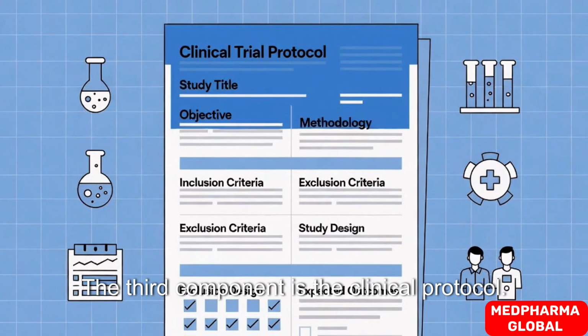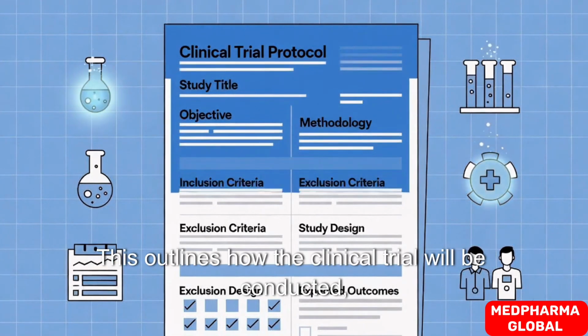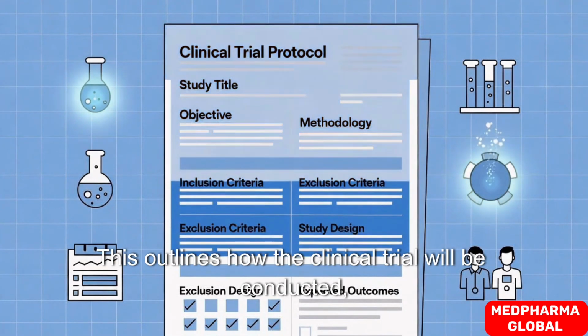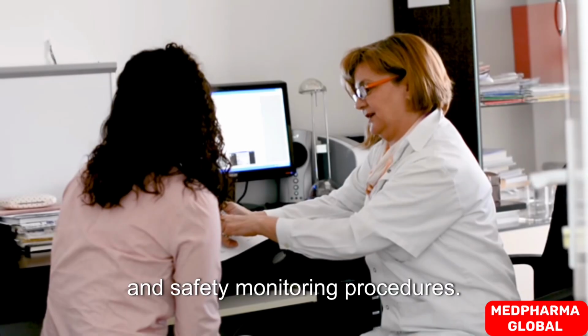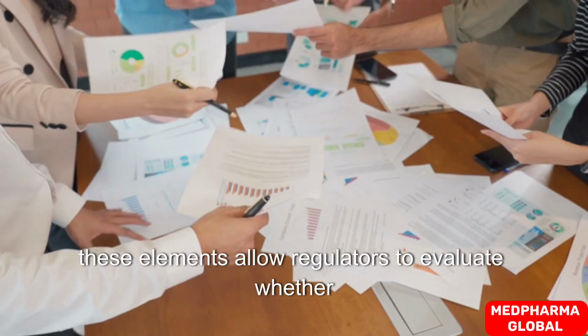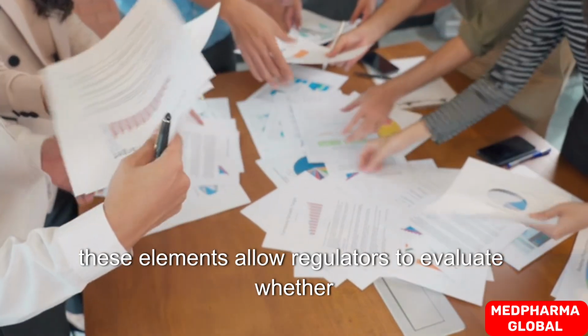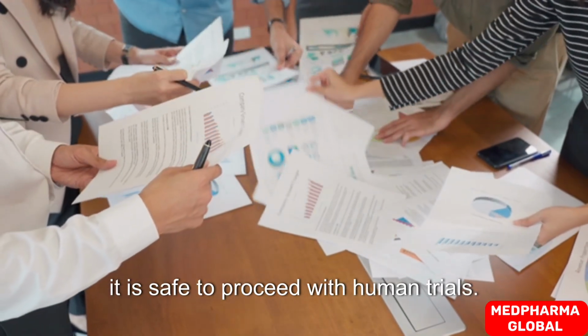The third component is the clinical protocol. This outlines how the clinical trial will be conducted, including the study design, patient population, dosage, and safety monitoring procedures. Together, these elements allow regulators to evaluate whether it is safe to proceed with human trials.